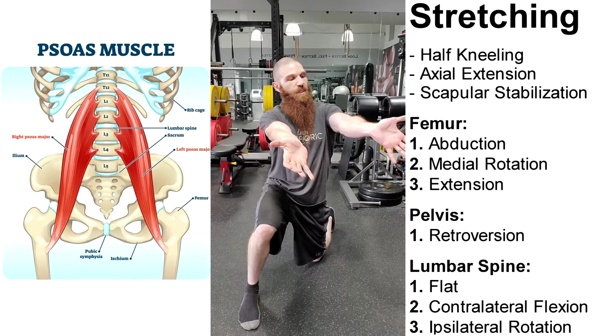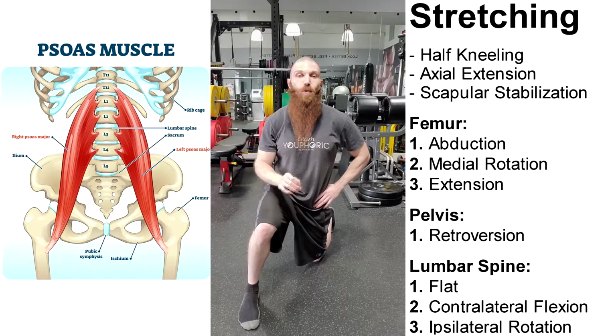You want to do 3 sets of 30 seconds, and that is the myofascial stretching exercise for the psoas major muscle.